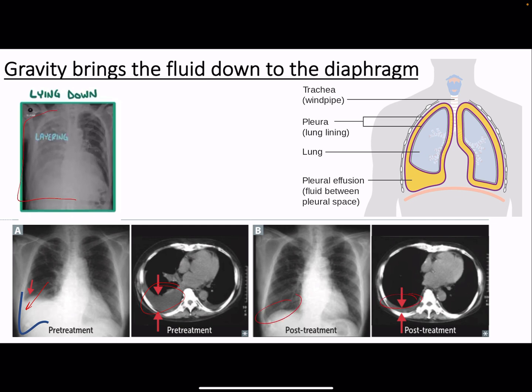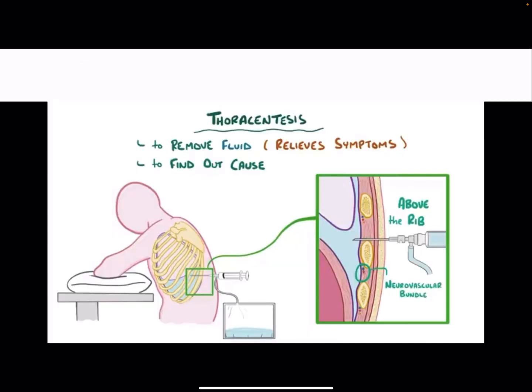If somebody lays down, I suppose it could look different. Are they laying on their side, or are they laying on their back? It's going to affect how your chest x-ray looks. Now, you need to drain this, especially if it's in the pleural space. So you're going to do thoracentesis. Make sure you go above the rib, because below the rib you have this neurovascular bundle, which you definitely don't want to damage.